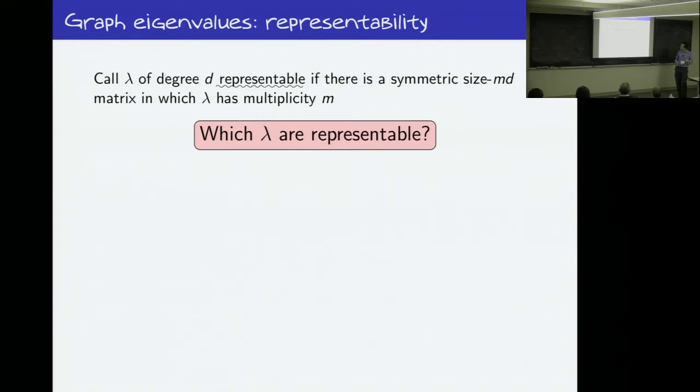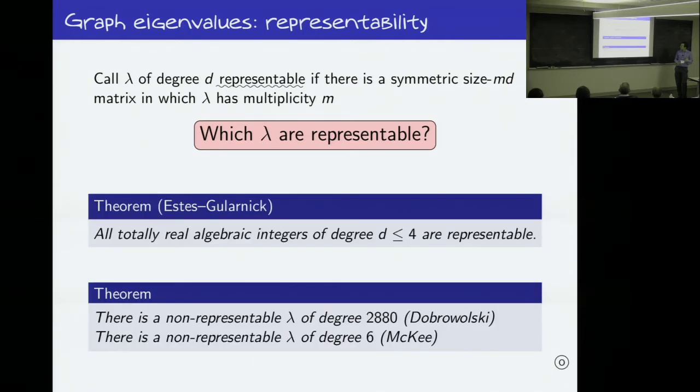Turns out, unfortunately, that it's not true that every totally real algebraic integer is of that form. There are degree 6 and larger examples which are not representable, but for degree 4 and smaller they're representable. Again, the examples are very fun. Actually, Boris's paper is a joy to read.